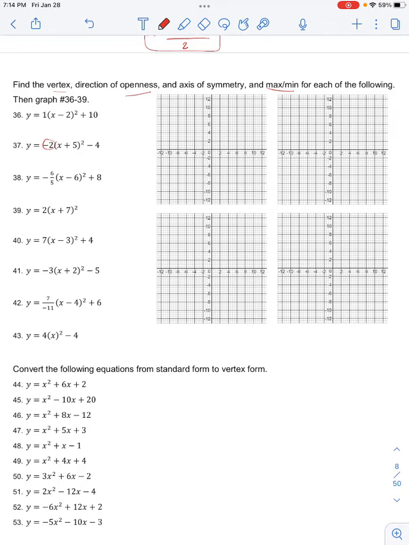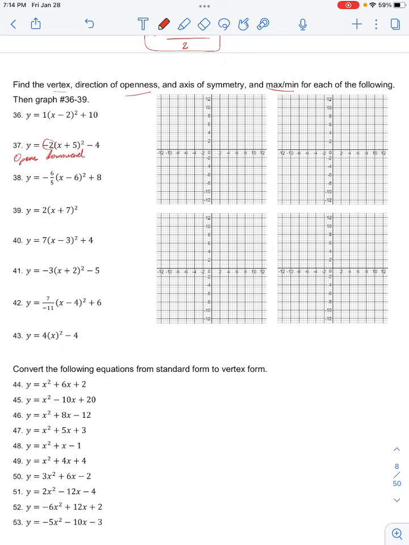So this means that for any large x that we plug in, so looking at our end behavior, this negative 2 is going to dominate that. So we're going to have: opens downward.